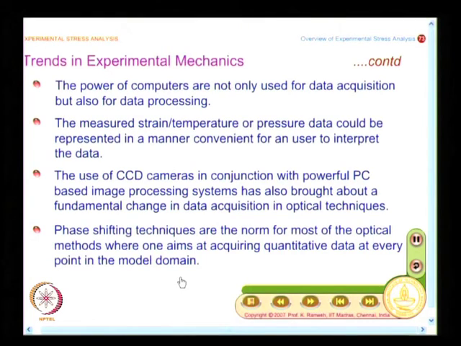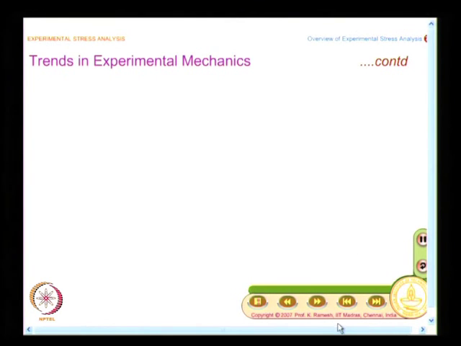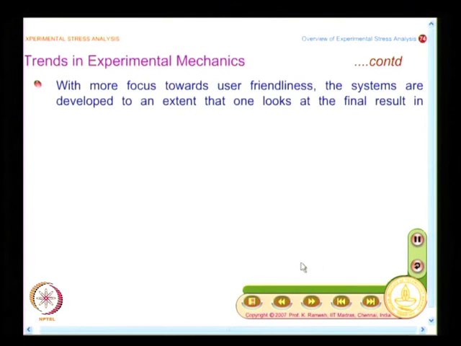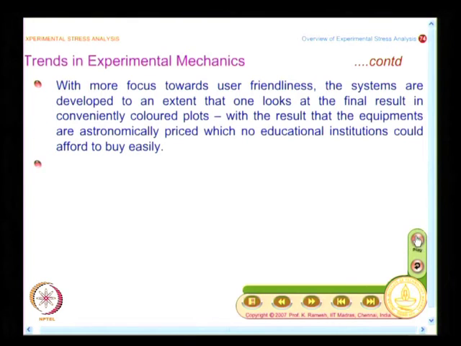So, this is the positive side of it. What is the other aspect? People want to have user friendly equipment. So, when they have user friendly equipment as a goal, the systems are developed to an extent that one looks at the final result in conveniently colored plots. What is the outcome of this? The equipment is astronomically priced, so that no educational institution could afford to buy it easily. That is becoming the trend.